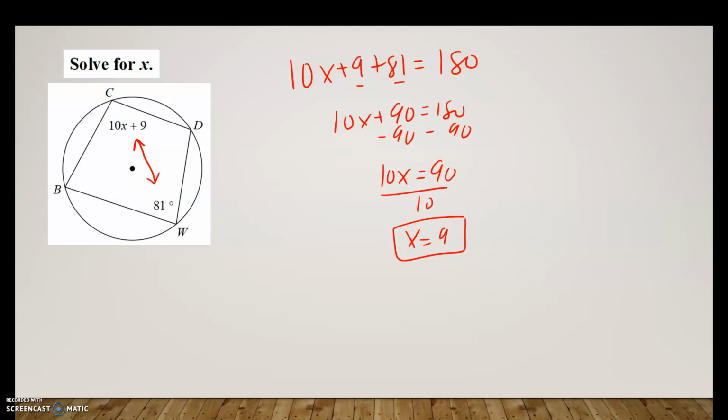When you are going over your problems, make sure you know the difference between your central angle versus an inscribed angle. Your central angle is exactly the same as the arc that it makes, but an inscribed angle is going to be half of the arc that it makes.